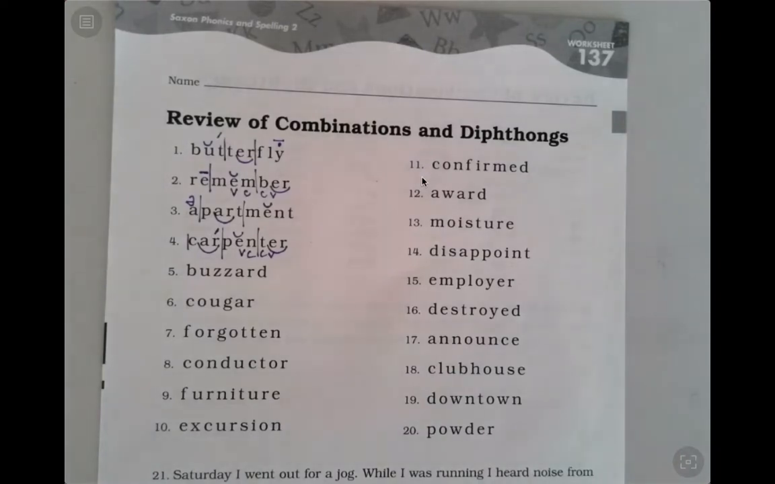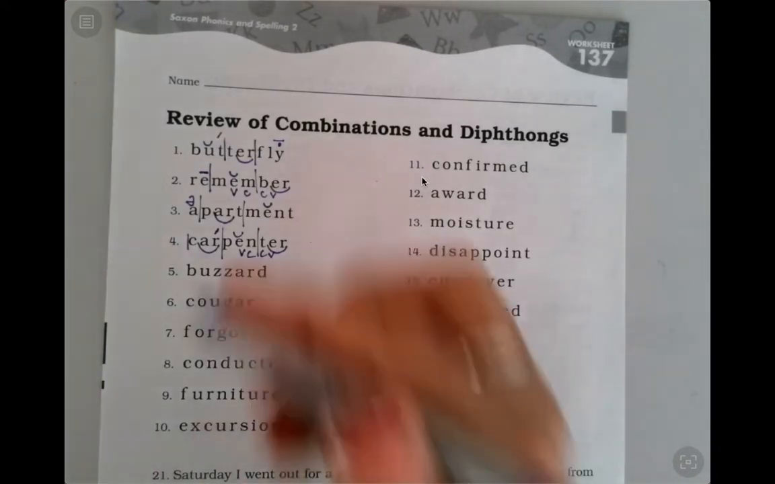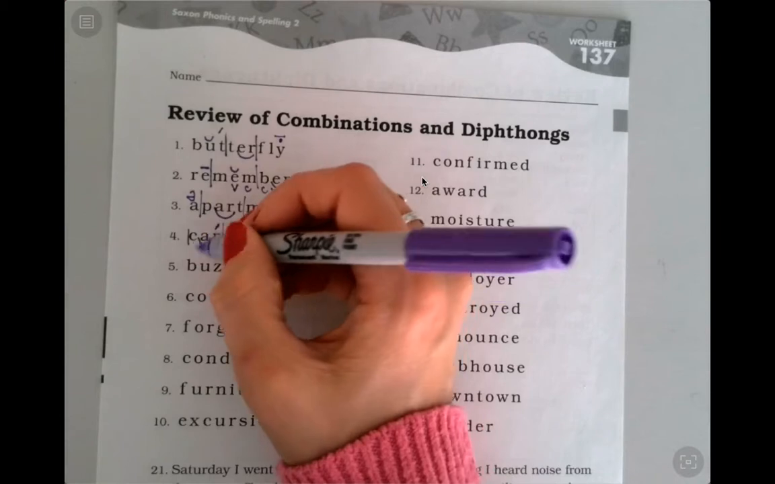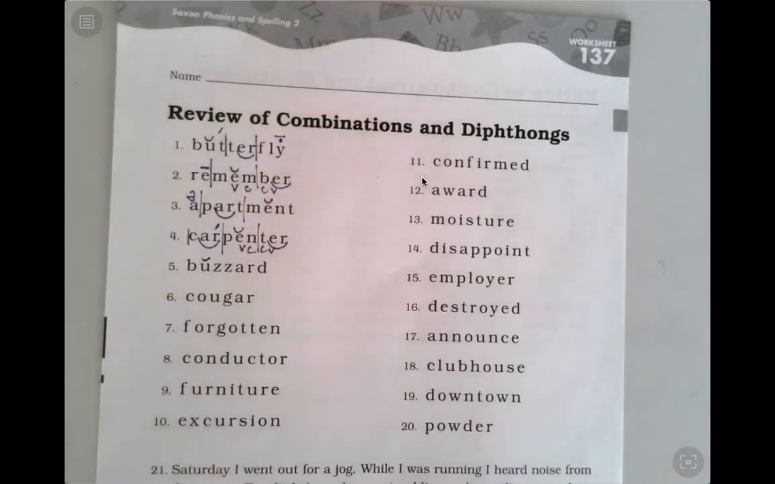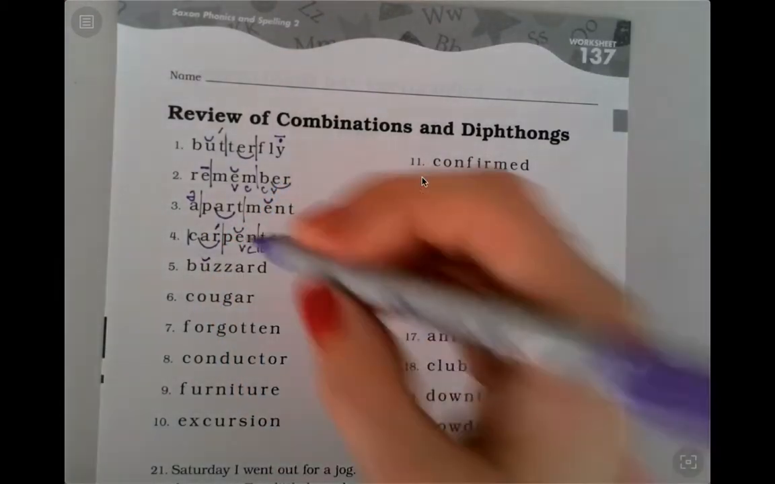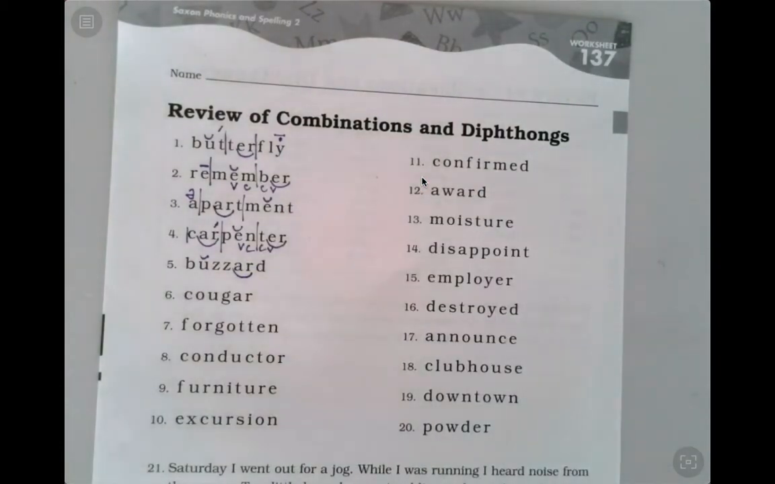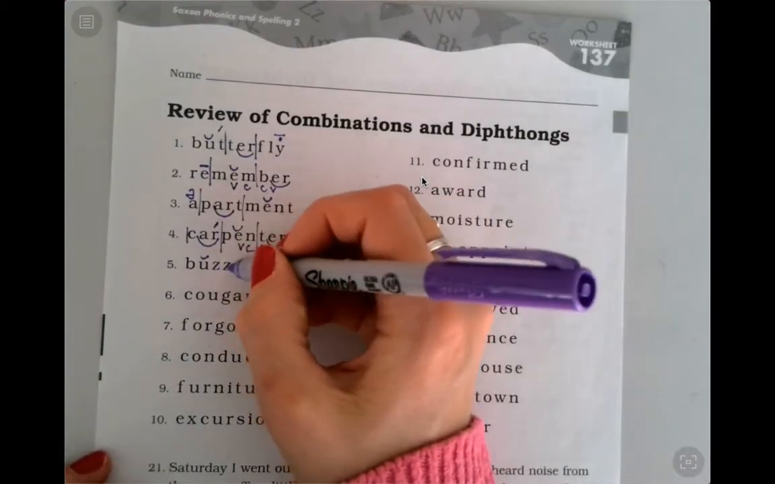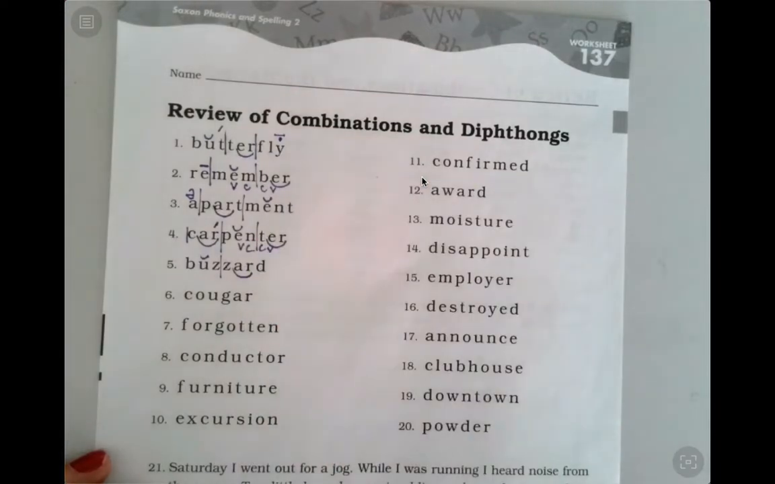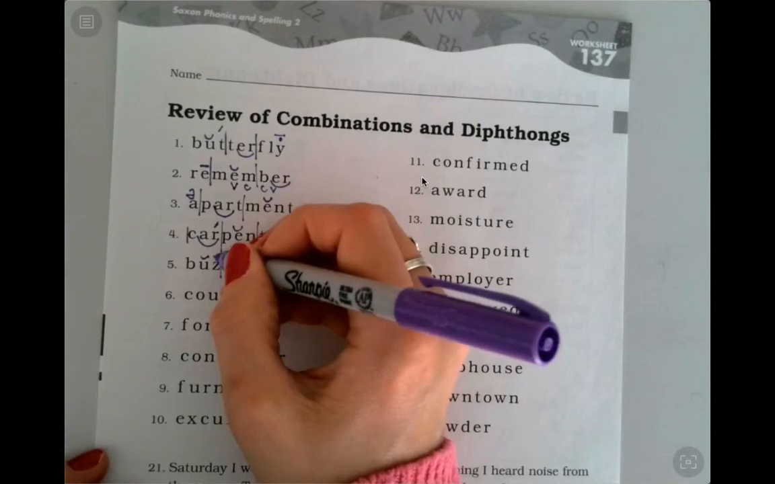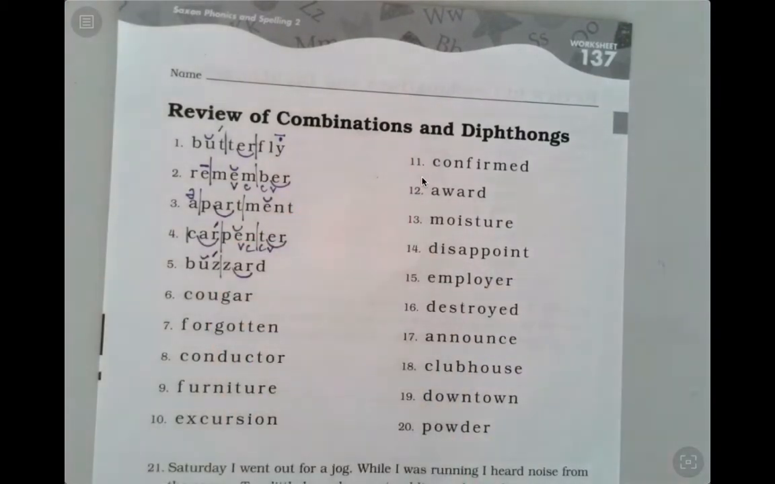Okay. All right, number 5, buzzard. I'm going to say either schwa or short is fine. Buzzard. It's not buzzard, buzzard, buzzard. And then we have our consonants right next to each other, so we can separate those. Buzz. Is it buzzard or buzzard? That one's emphasized. Buzzard.